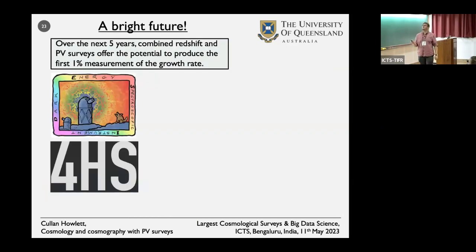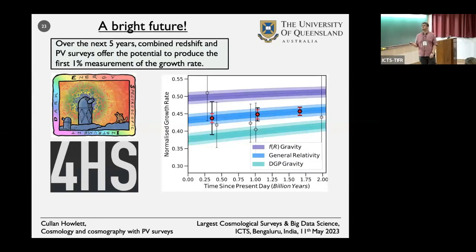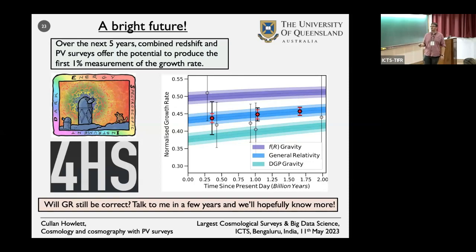So just to finish up, hopefully I've convinced you that over the next 5 years, the combined redshift and velocity surveys really offer the potential to produce the first 1% measurement of the growth rate. So if I run the forecasts for DESI plus 4HS, these are the error bars we get in red. And so this error bar here, if you combine all three into a single measurement, would be the first 1% measurement of the growth rate from combined DESI and 4HS redshift and velocity surveys. And so I guess the question is, will GR still be correct in a few years? And hopefully we'll know more if you come talk to me. Thanks.